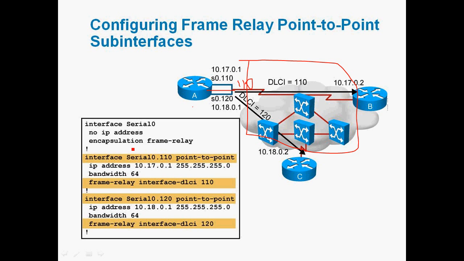Here we can see the configuration. So go to router A. In router A, on serial 0, first of all we change the encapsulation from the HDLC protocol to the frame relay protocol. Next, we create the subinterface and indicate it is a point to point connection. Next, we give the IP address and bandwidth, and here we give frame relay interface DLCI 110, interface serial 0/120, point to point connection, and frame relay interface DLCI 120.